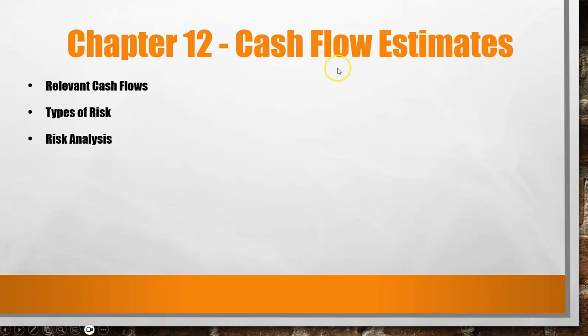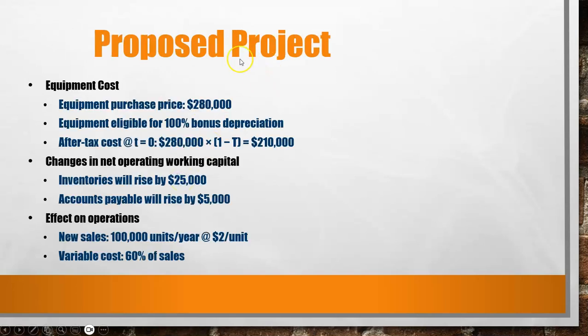Chapter 12, cash flow estimates. This is, again, closely related to how things work in business. Again, we have the example that you can follow along with. We have a proposed project, equipment cost, 280,000, 100% bonus depreciation. So after tax, it's 210,000.